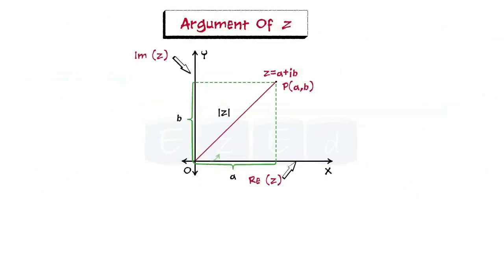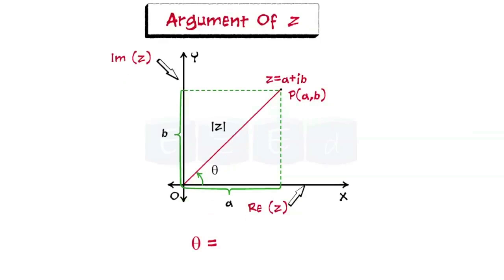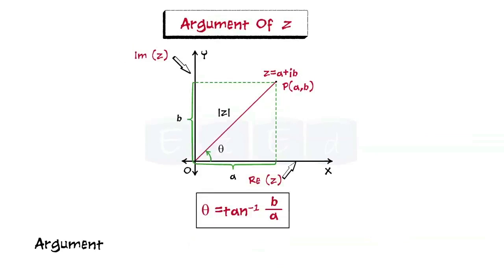Also in the figure, theta is called the argument of z and is denoted by arg z or amp z. Hence, argument of z equals theta, which is further equal to tan inverse of b by a. Argument belonging to the interval minus pi to pi is called the principal value of argument.